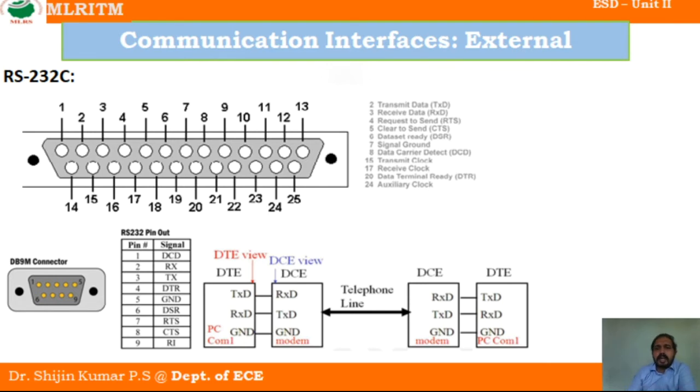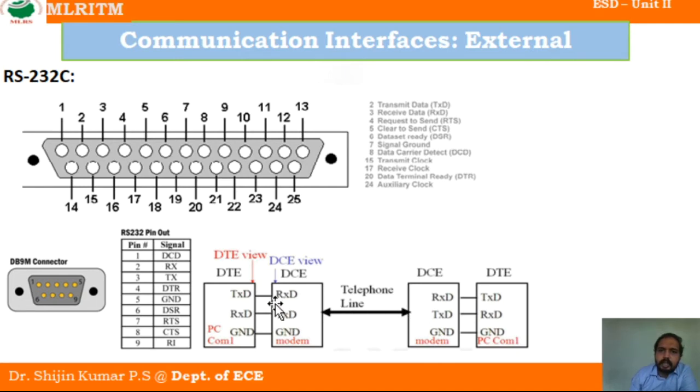If you look into the connection, you can see we have a data terminal equipment, that is our device. It will be connected to a modem, then the modem will be connected to the telephone line. And at the other end, why am I saying the other end? Because both ends are transceivers. This is transceiver 1 and this is transceiver 2. Both transceivers are connected using a modem and connected to a telephone line.